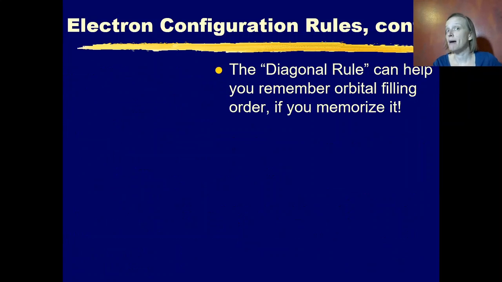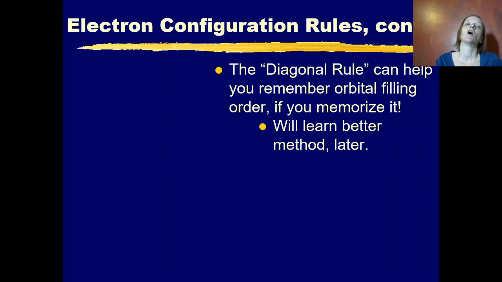Now, to help you remember that order, I promised you a couple ways to help you remember it. The diagonal rule is a helpful tool to help you remember orbital filling order. However, if you choose this rule, you do have to memorize it. You have to be able to recreate this diagram that I'm about to show you. I personally prefer a different method, but different methods work better for different people. So let me explain the diagonal rule for you.